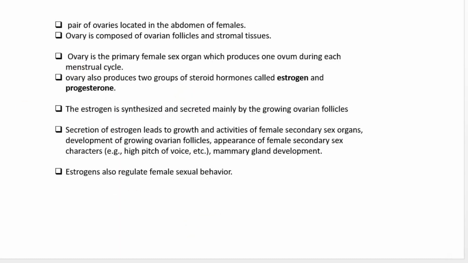Now let's take a look at ovaries. There is a pair of ovaries located in abdomen of female individual. Ovary is composed mainly of ovarian follicles and stromal tissues. It is the primary female sex organ which produces one ovum during each menstrual cycle. That is, one ovum is produced every 28 days.